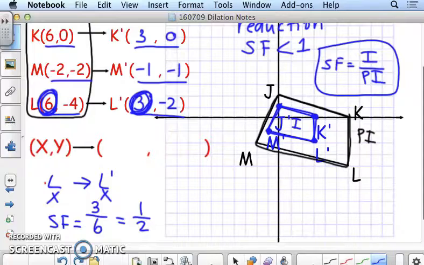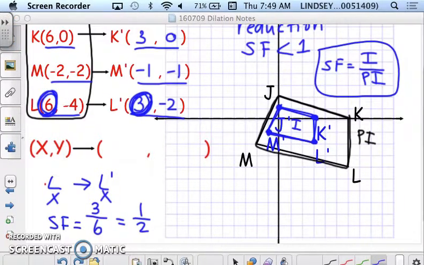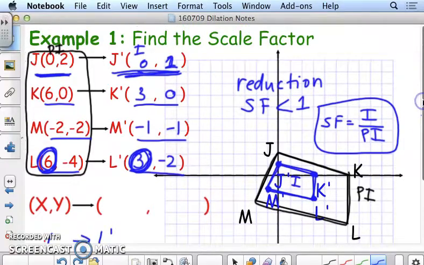And I'm going to check myself and look at all these other coordinates. I'm going to think, okay, if I went from 0 to 0, is 0 times half 0? Yeah, it still is. What if I take half of 2? Do I get 1? I sure do. What if I take half of 6? Do I get 3? Yep. Half of -2, do I get -1? Yes. Half of -4, do I get -2? Yes.